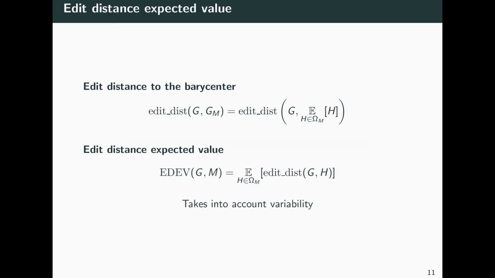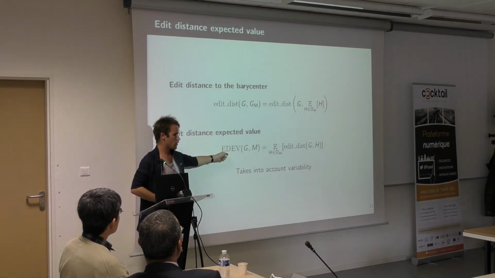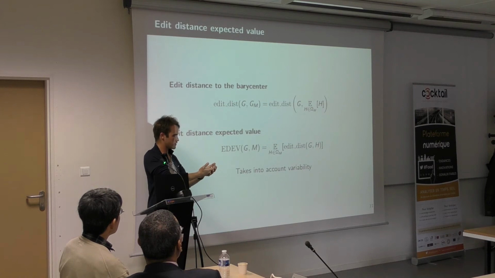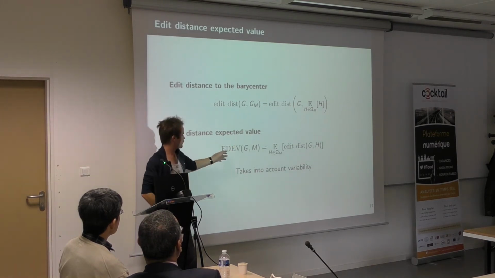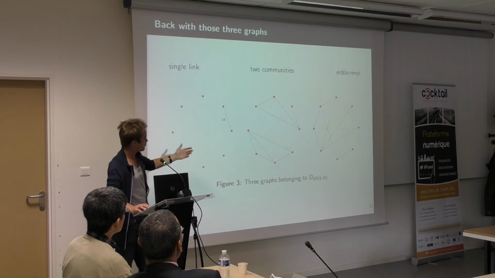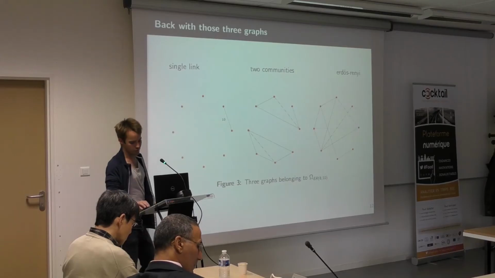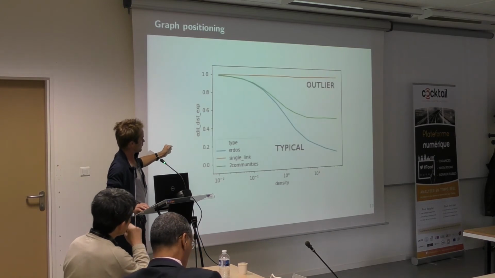On the other hand, once we've said that, if we have a graph and we want to compare it with all of the graphs of the model, we understand that we cannot compare it with the barycenter. But now what we try to do is to compute the expected value of the edit distance between the graph under study and all other graphs in the model. So this is what we call the edit distance expected value. And now, if we consider again the three graphs that were mentioned before, and we want to assess their position in this graph space, this is what we obtain.